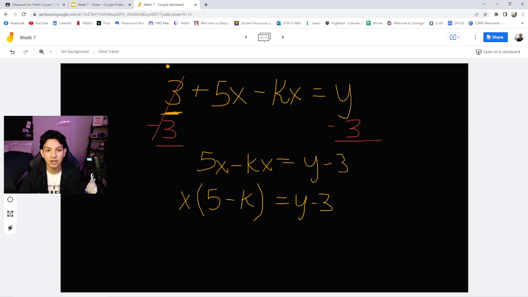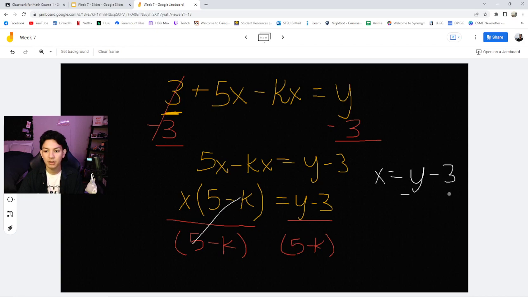So we have x times 5 minus k equals y minus 3. My last step here would be to divide everything by 5 minus k, because this is x multiplied by 5 minus k. The inverse of multiplication is division, so we just divide both sides by 5 minus k. For your equation for x, you should get x equals y minus 3 all over 5 minus k. All right, so that's what you should get for the do now.